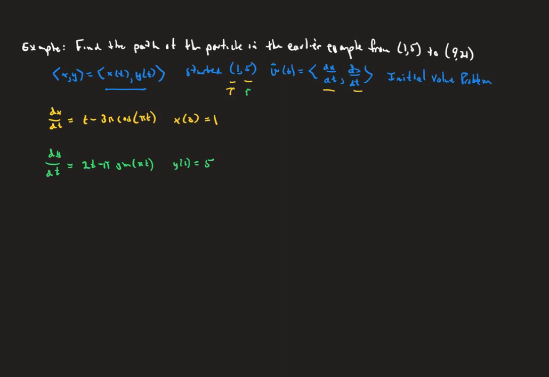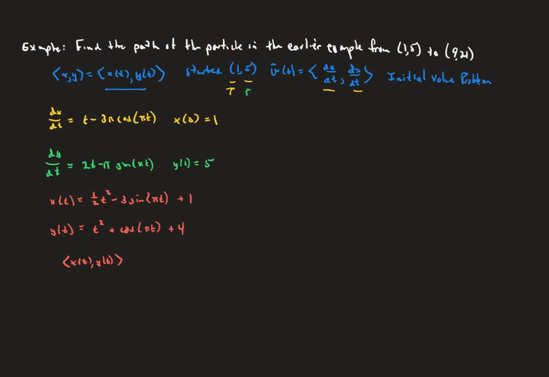I'll tell you what I got. And so what I got was that x of t is going to be 1/2 t squared minus 3 sine of pi t plus 1, and that y of t is equal to t squared plus cosine of pi t, and that was plus 4. And that gives us our x of t, y of t, that gives us the path.